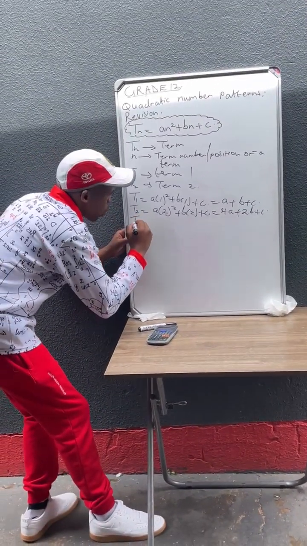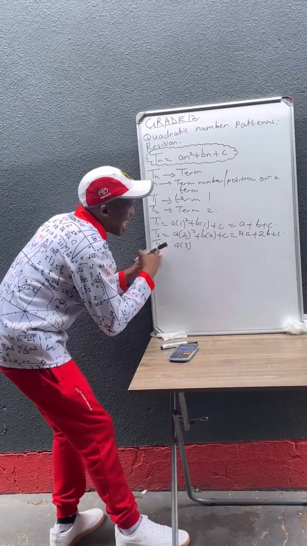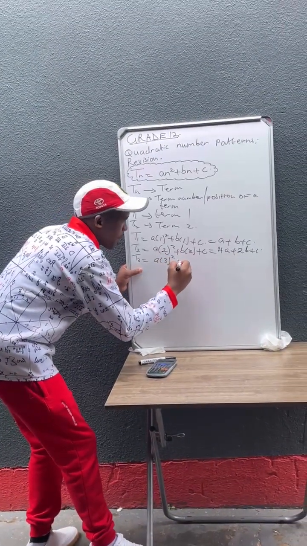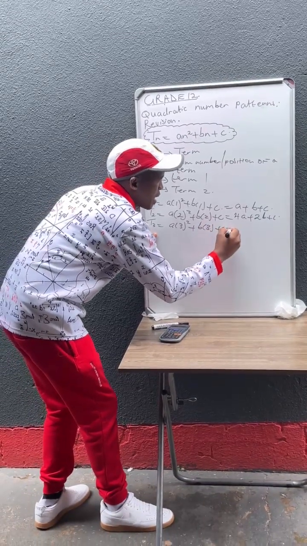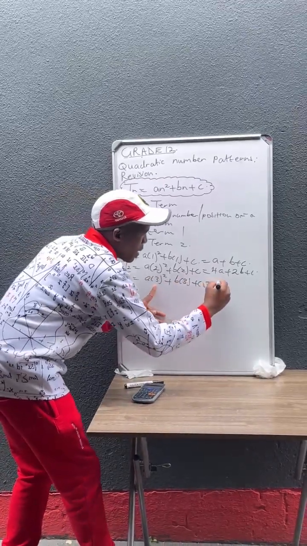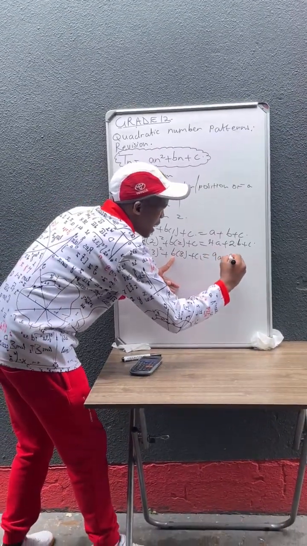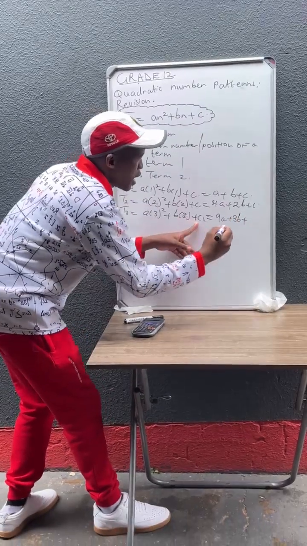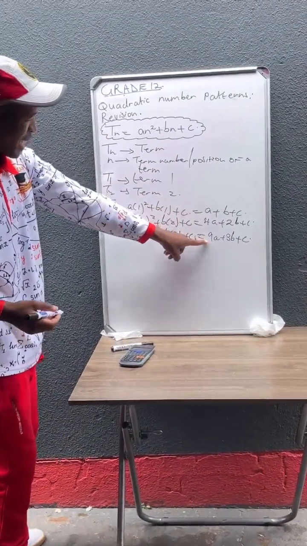Now, I've got term number 3, which is a into 3. Where I see n, I put 3, squared, plus b times 3 plus c. This one becomes 9, and 9 multiplied by a is 9a. Then 3 multiplied by b is 3b, then plus c. So this is term number 1, 2, 3, right?